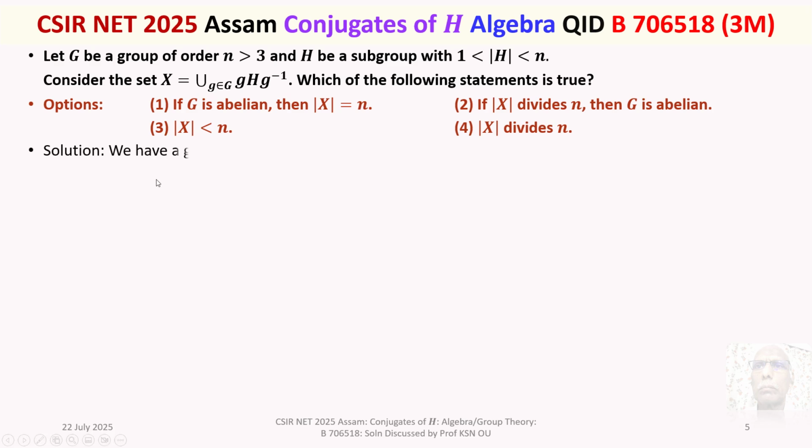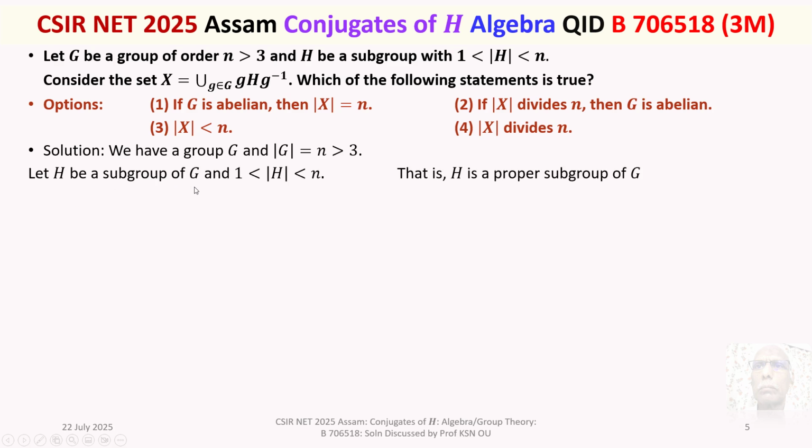Let's now discuss the solution of the problem in detail. We have a group G and its order is n and n is greater than 3. Let H be a subgroup of G and 1 less than mod H less than n. That means H is not the identity element alone and H is not the whole of the group G. Right. Given X is the union of g H g inverse where the union is taken over all elements small g belongs to G.